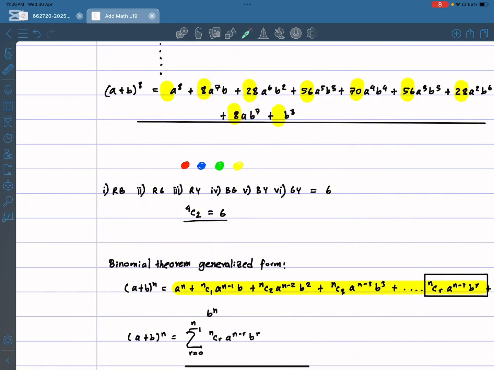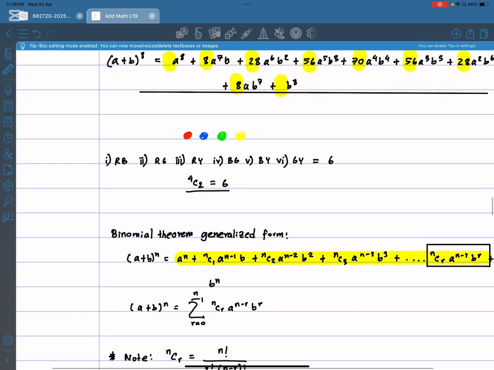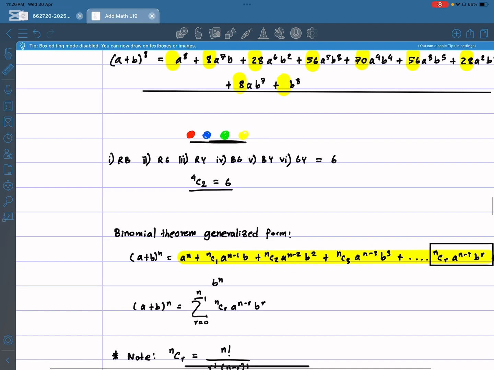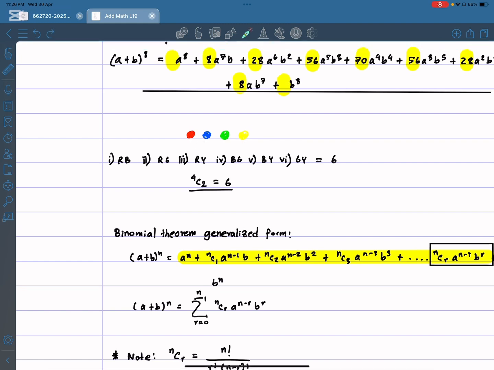Now, what does choose really mean? Choose is a type of function which allows us to calculate the number of ways r objects can be picked from n objects where order doesn't matter. So let's say I have 4 objects here: red, blue, green, and yellow. In how many ways can I pick 2 objects from these 4 objects?